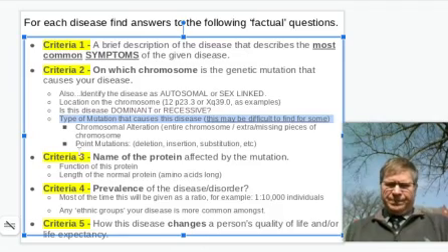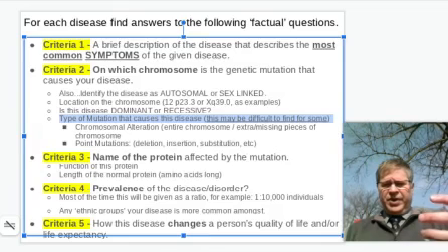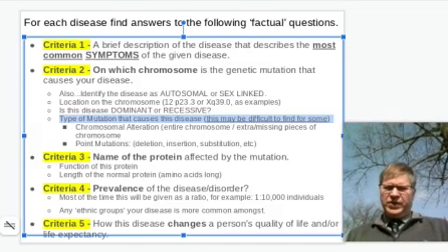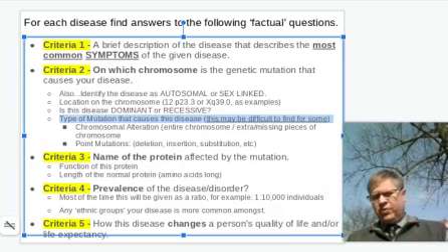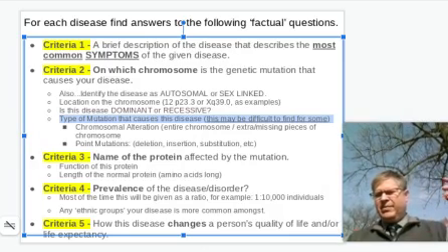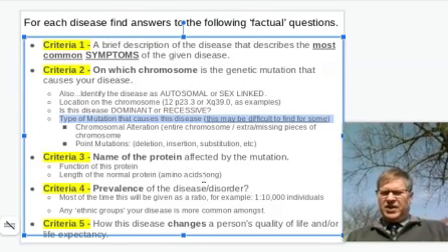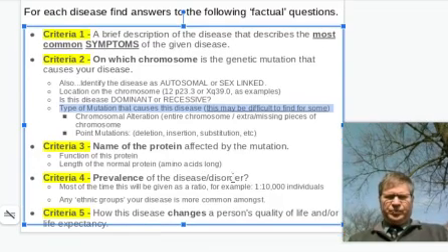Third criteria, name the protein that's affected. Now, the names of the proteins are going to be really weird, and I'll show you that in a moment with the exemplar that I have actually done. And also, if you can find the length of the normal protein, the length of that normal amino acid chain. Is it 334? Is it 225? Is it 1018 amino acids? How big is that normal amino acid chain? It's just something that we've talked about, like amino acids, so it's kind of applying that information.